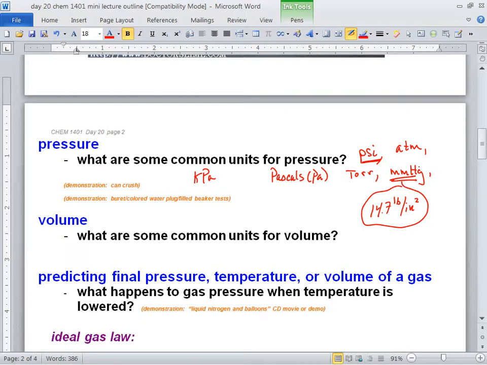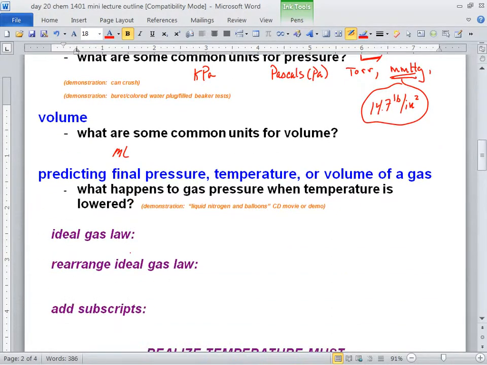How about volume? Lorena, what's a unit of volume that you maybe heard of before? Milliliters. Lauren, volume units. Liters, bless you.